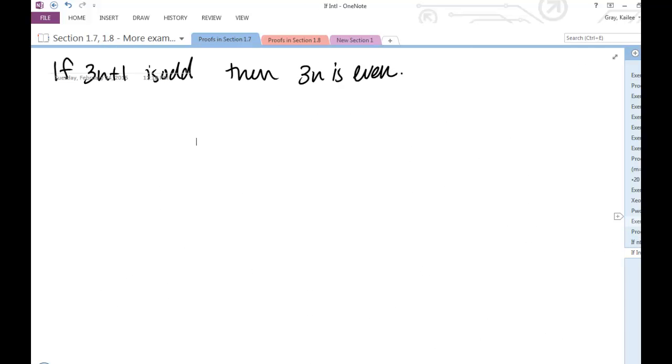Alrighty, so we're trying to prove this conditional statement. Our hypothesis is that 3 times some integer n, plus 1, is odd, and our conclusion is 3n is even. So we're taking a fresh look at this statement, right? We're not using anything from the other two proofs. All we know about n is that it's an integer, okay?